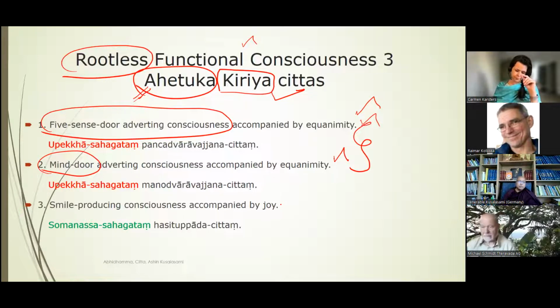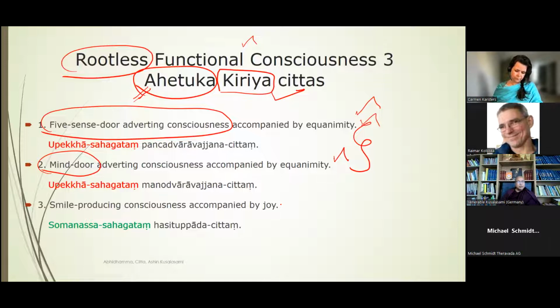And the next one is mind producing consciousness accompanied by joy. This one is also a little bit difficult. This is only for the arahants, the Buddha and the persons who have already attained arahantship. So this is the mind producing consciousness. We can talk about this later.